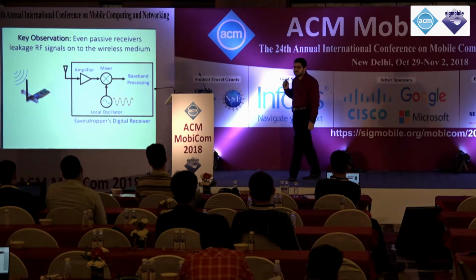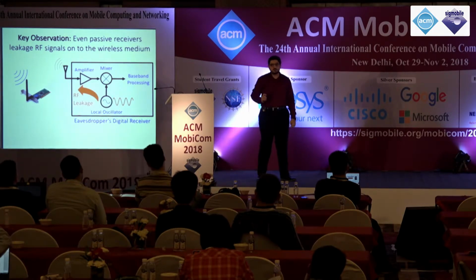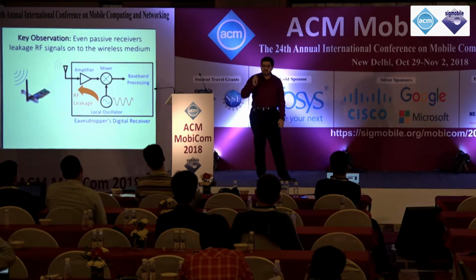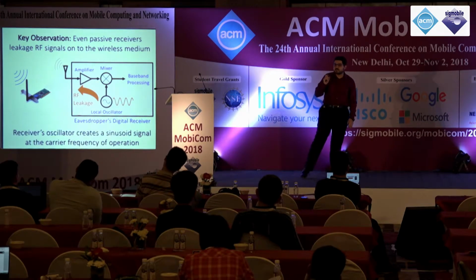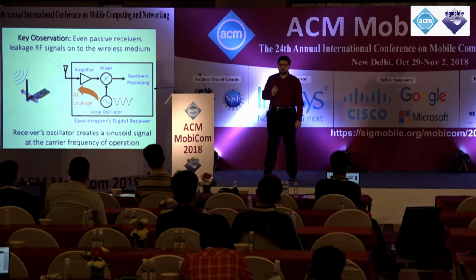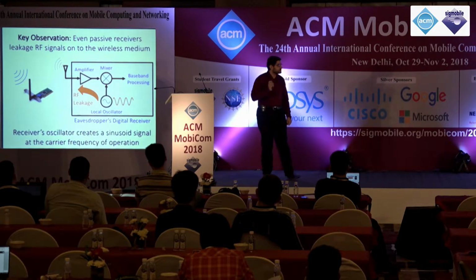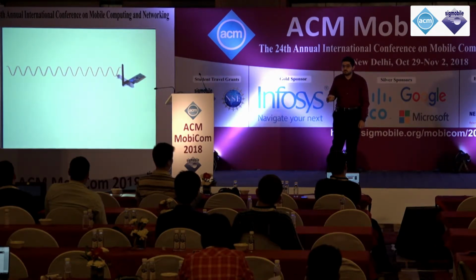And this sine wave is exactly what's going to leak back through the antenna onto the wireless medium. So in every single receiver out there, there's some oscillator that's creating carrier frequency that's leaking back onto the spectrum. Great. But turns out it's not as simple.